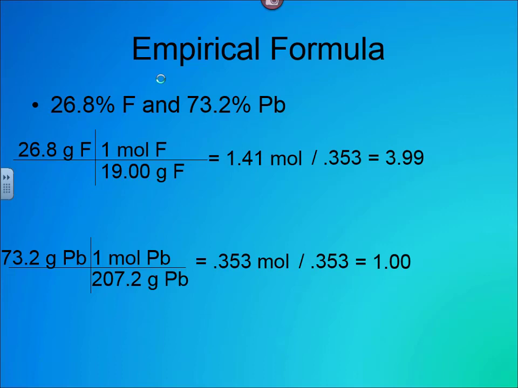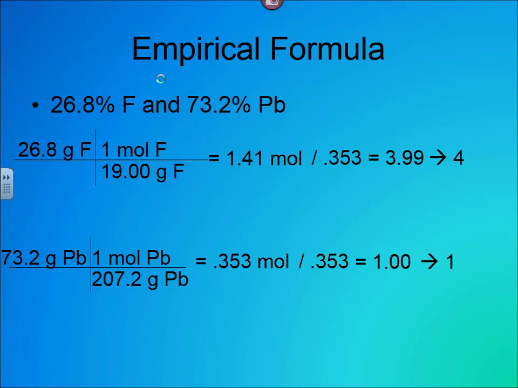Step 4, change to whole numbers. Whole numbers are probably going to be 4 and 1. This one's pretty easy. All you have to do is round. 3.99, pretty obvious. That's going to round up to 4. And of course, the 1 is almost exact. So we have 4 and 1. These are the numbers that you use to write your formula then.